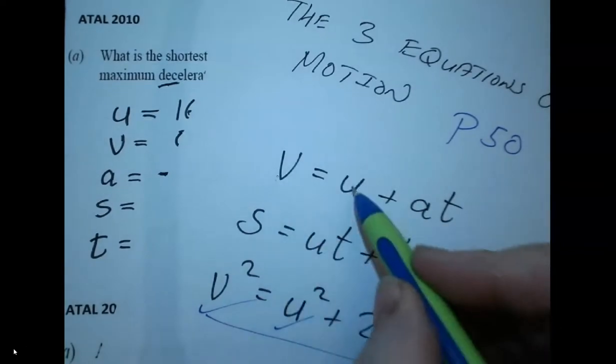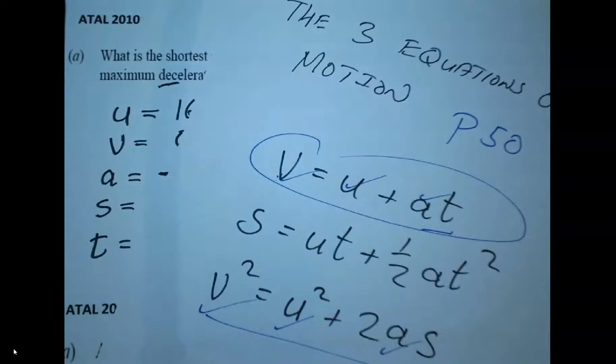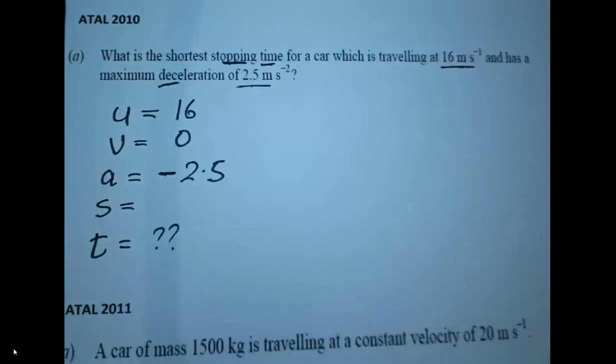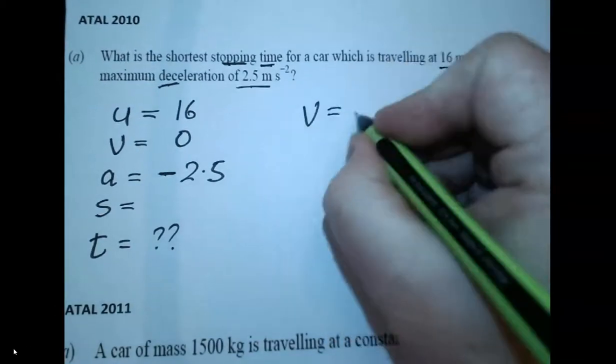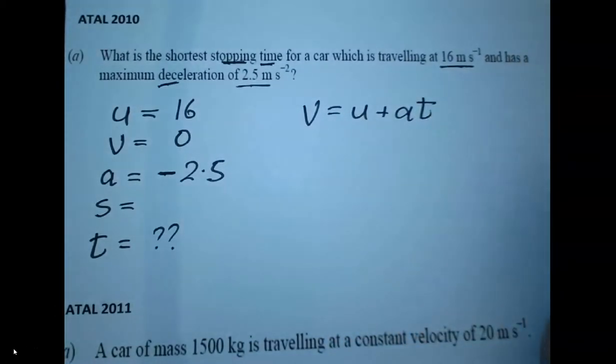I've got U, V, and A, and I want T. So it looks like that guy is my formula there. So we'll write down the formula: V equals U plus AT. We're looking for the T, so we just fill things in. Always write your formula first, then fill things in afterwards.